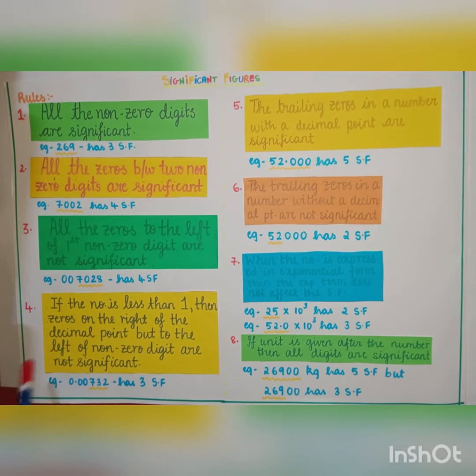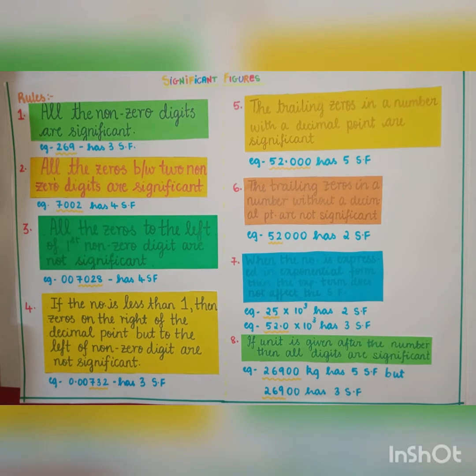It says that if the number is less than 1, then zeros on the right of the decimal point but to the left of the non-zero digit are not significant. Let us take an example. A number is 0.00732 which is less than 1, and as we know from rule number 1, 7, 3 and 2 are non-zero digits and hence are significant.